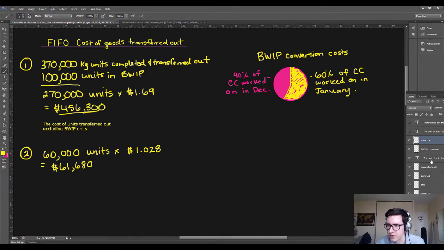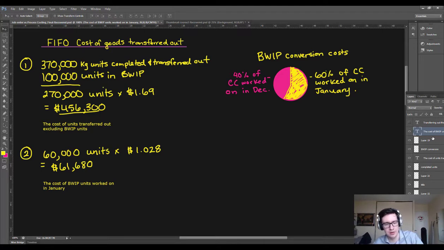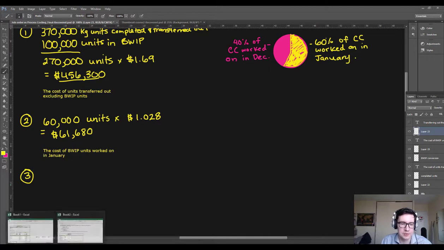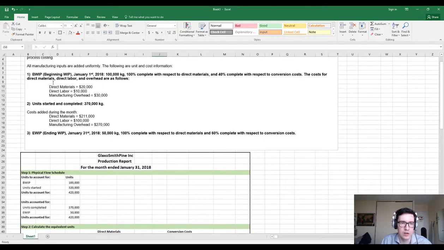And I'm just going to post this second text blurb, which is the cost of beginning work in process units worked on in January. So that's step 2. Finally, step 3. Going to just scroll down a bit. Step 3, since we're trying to find the cost of goods transferred out, we've got this balance in beginning work in process, which is 20,000, 10,000, and 30,000. So in total, it's 60,000.